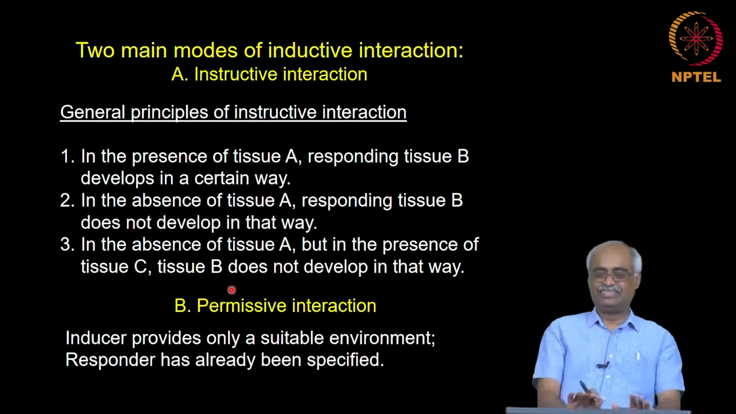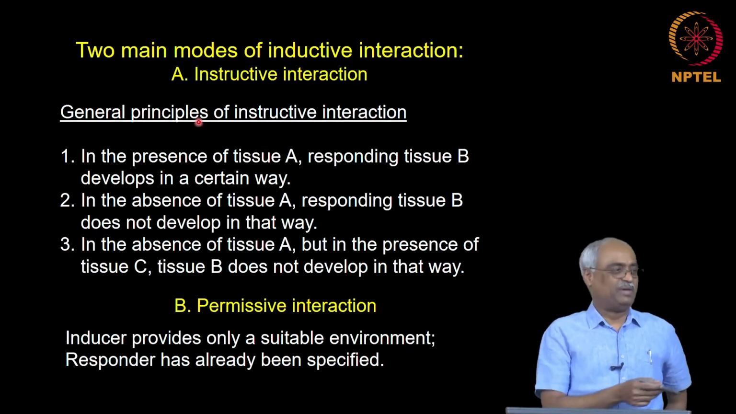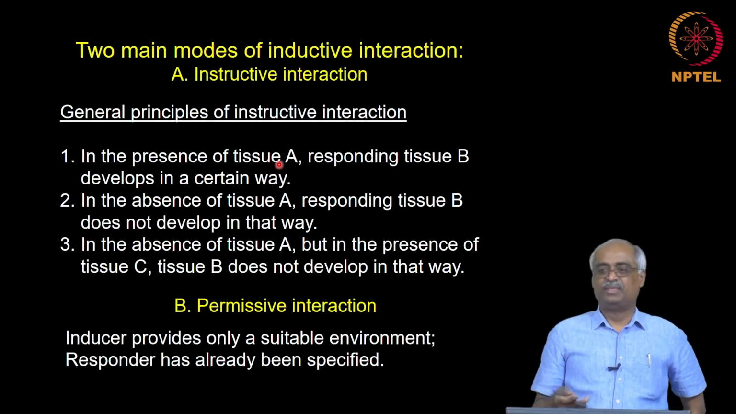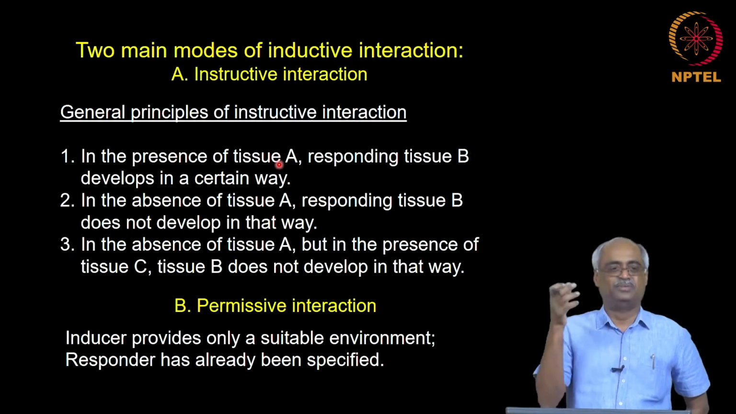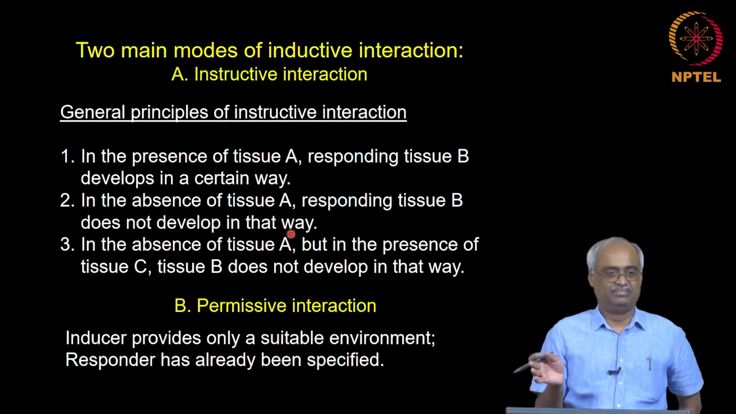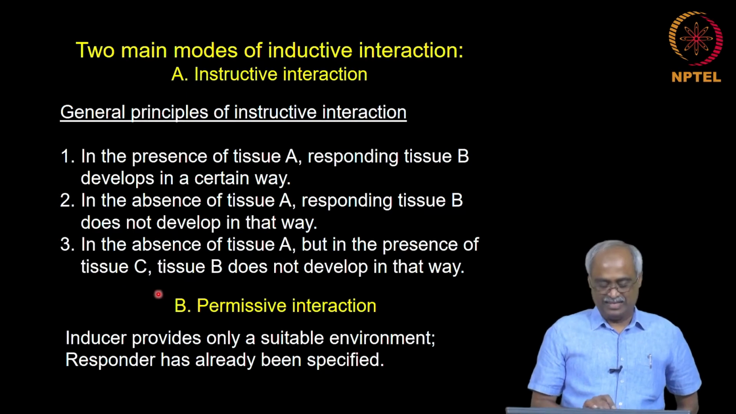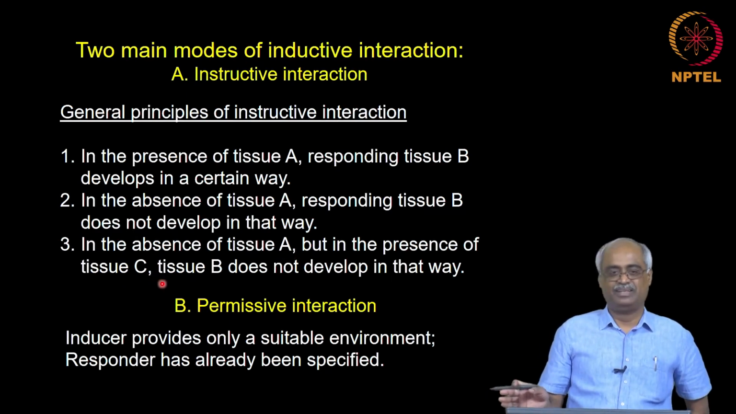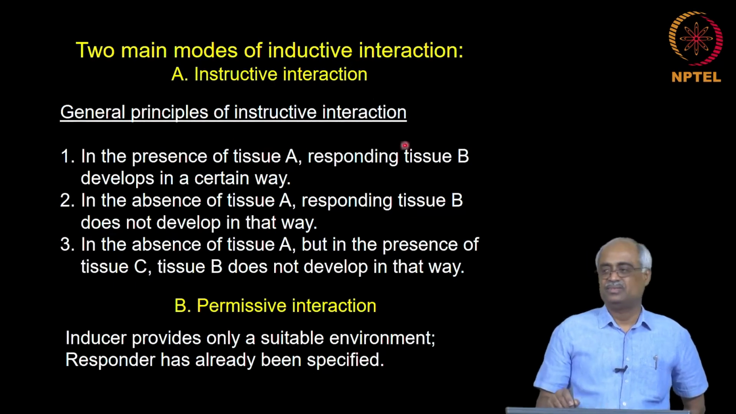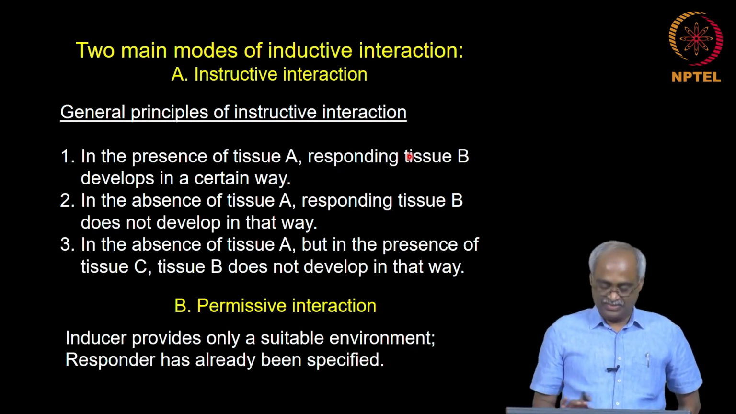Okay, so this is sort of a summary, very straightforward, only the B part you have not heard. The A part, this is what we have learnt by going through all these cartoons so far. In the presence of tissue A, responding tissue B develops in a certain way. When the optic vesicle is underlying, the anterior ectoderm forms a lens placode. Okay. In the absence of tissue A, the responding tissue B does not develop that way, it does not make the lens. And in the absence of A, but in the presence of C, B does not develop that way, okay, it needs that specific inducing signal. So, these are the general principles of instructive interaction. So, the inducer instructs what to do. There again you are going to see some really funny things happening. So, we will get to that later.